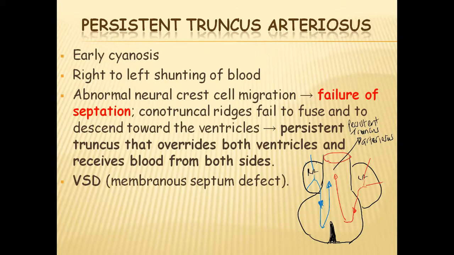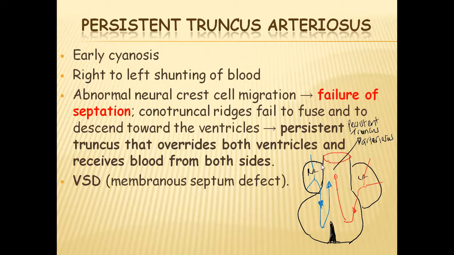Next is persistent truncus arteriosus. Persistent truncus arteriosus. This is another cause of early cyanosis, and in this patient we also see right to left shunting of blood. This is due to abnormal neural crest migration, which leads to failure of septation. So the main problem in this patient is failure of what? Septation. So it's a failure in dividing the truncus arteriosus into two.